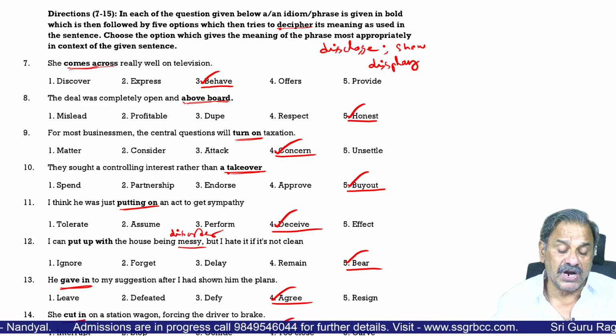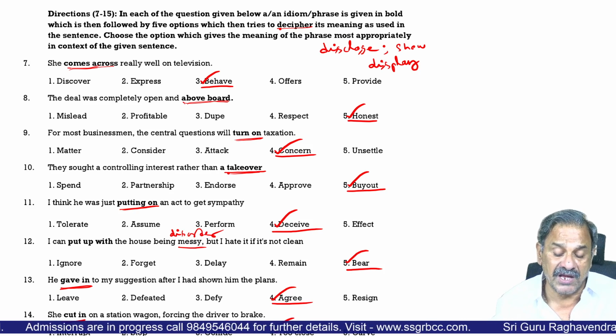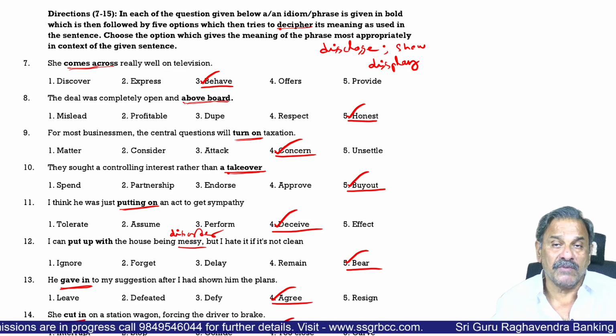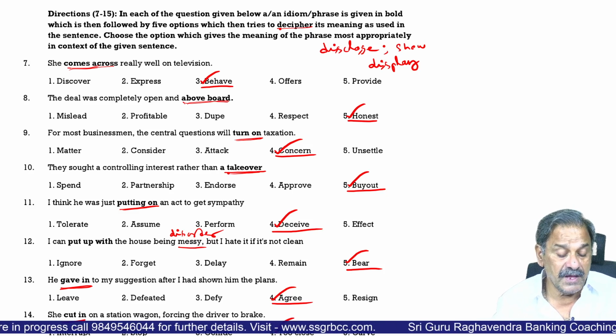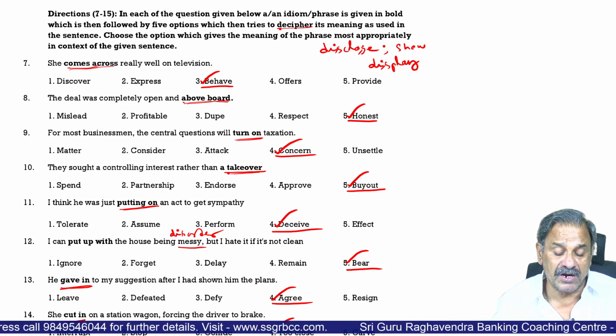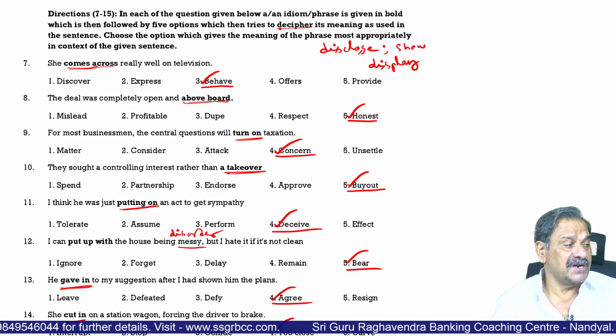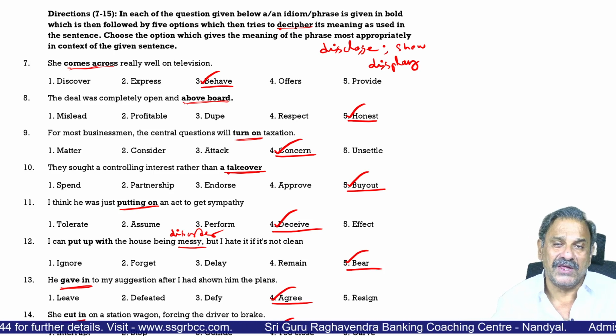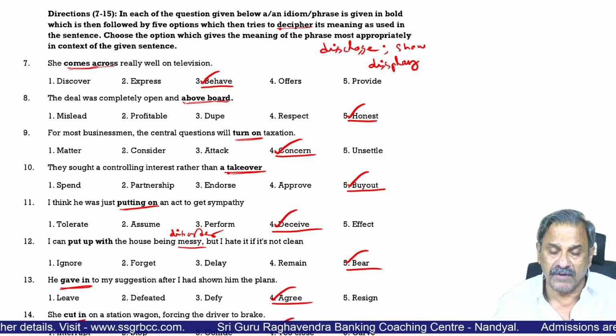They sought a controlling interest rather than a takeover. Takeover means buyout. I think he was just putting on an act to get sympathy. Putting on means deceive.